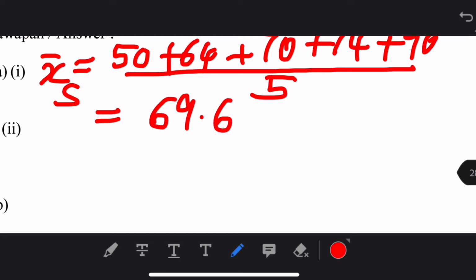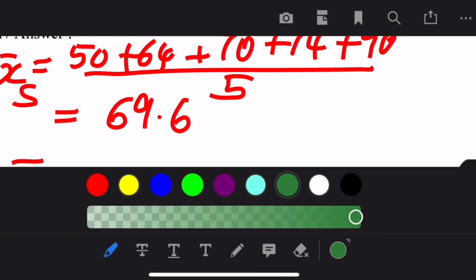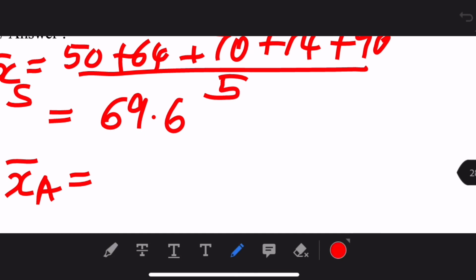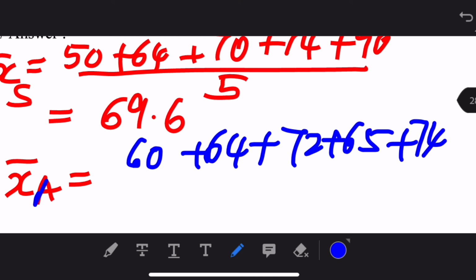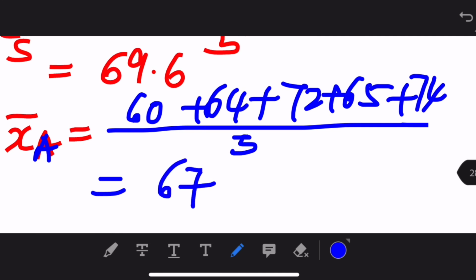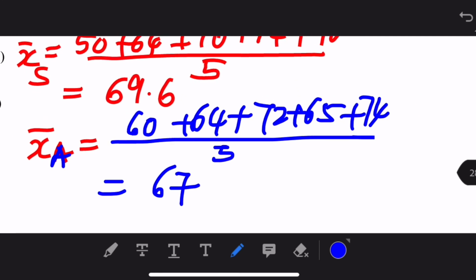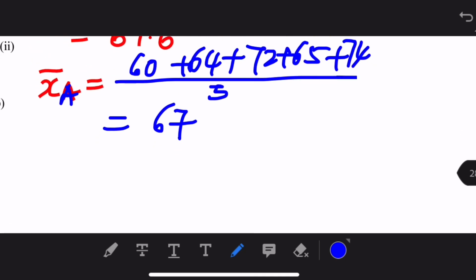This is Sophia, and for Armin, we will calculate the mean also. It will be 60 plus 64 plus 72 plus 65 plus 74, over 5. So we have the mean, which is 67. So their means are not the same. Now we are going to find the standard deviation for both of them.